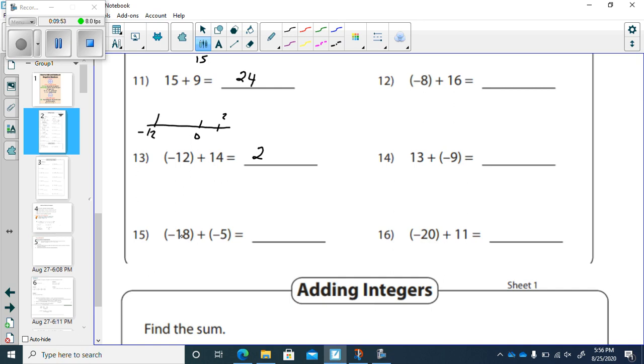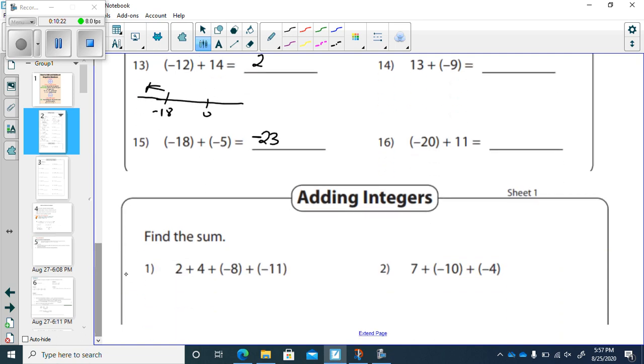And then 15, negative 18 plus negative 5. These have the same signs. So I just simply add those. 18 plus 5 would give me 23. And I keep the sign I'm dealing with, negative 23. In other words, if I start at negative 18 on a number line, and I add negative 5, that means I go this way 5, I would be at negative 23.